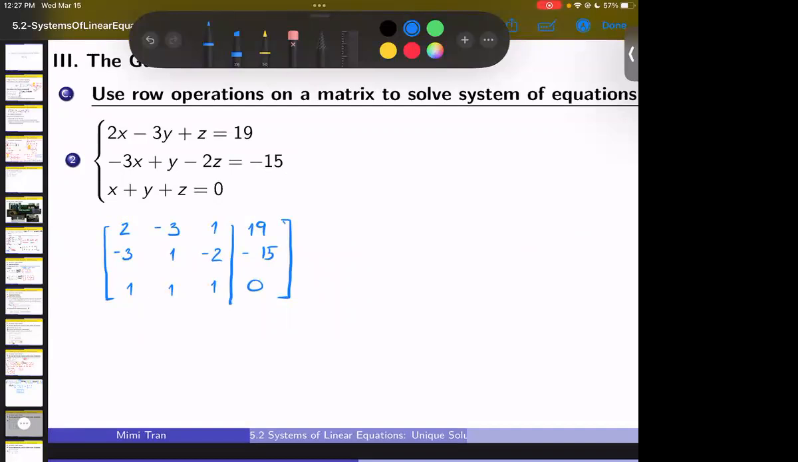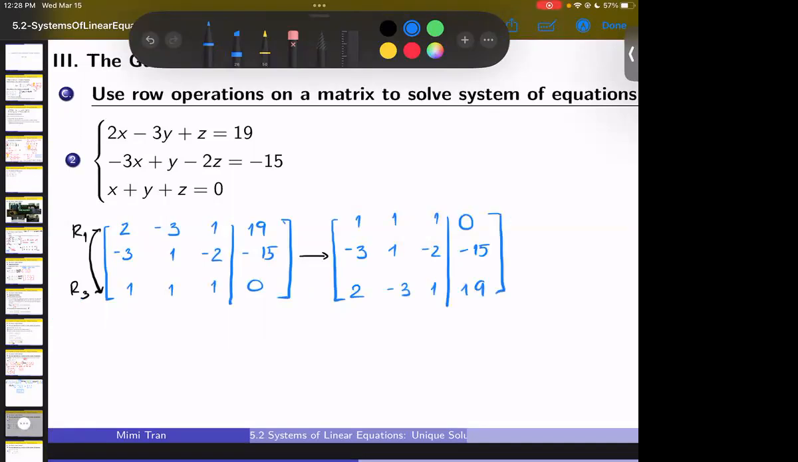I like my first entry to be 1, so I interchange row 1 and row 3. 1, 1, 1, 0, -3, 1, -2, -15, 2, -3, 1, 19. Determine your diagonal. Isn't that nice? It's all one. It's not always the case. But it's not what I'm worried about.